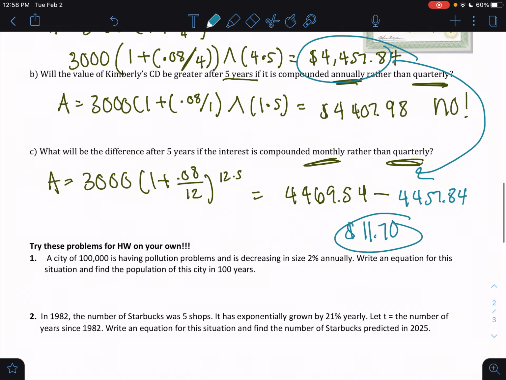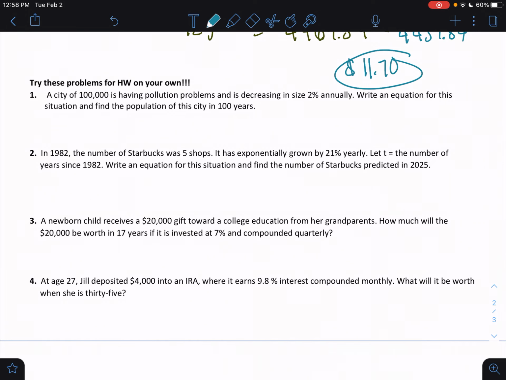Please try these 4 for your homework. They will really be beneficial to you.